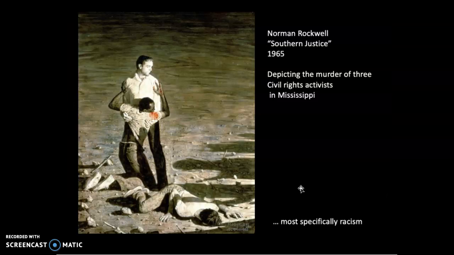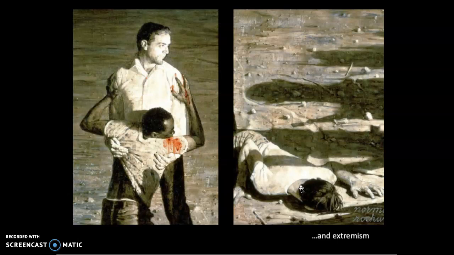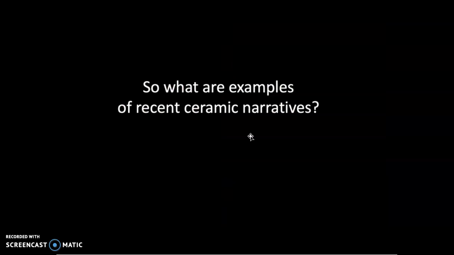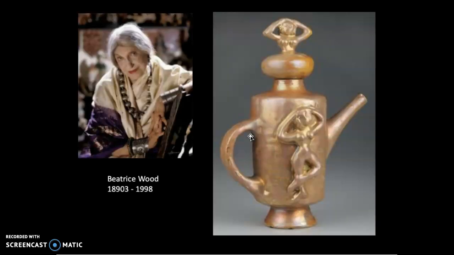And also, most specifically, pieces like this were very edgy about racism and extremism, right? Notice how all these perpetrators of this horrid event, which actually happened, are all in shadow. Anyways, the world without end, unfortunately. Anyways, so what are examples of recent ceramic narratives and what you might look at?